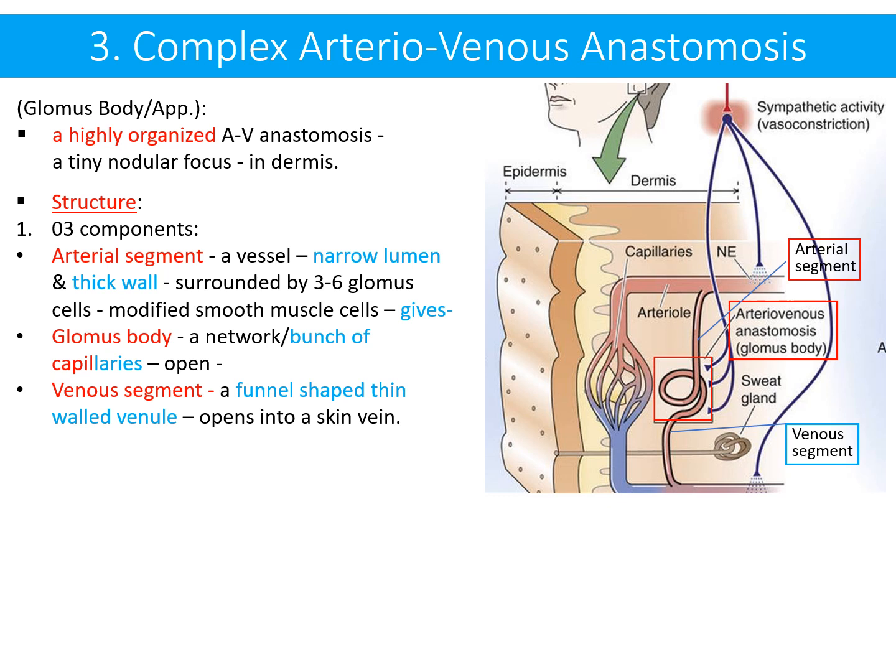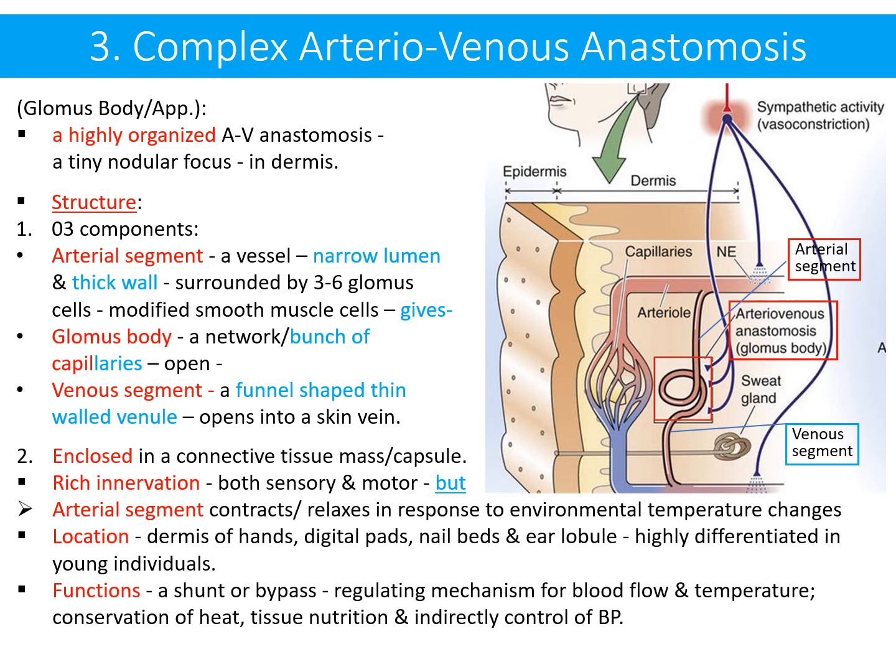3 to 6 modified smooth muscle cells which are named as glomus cells. This segment gives rise to a network or bunch of capillaries which is named as glomus body. This body opens into a venous segment, which is present as a funnel-shaped thin-walled venule, which opens into a vein of the skin. Glomus body itself is enclosed in the capsule of connective tissue.